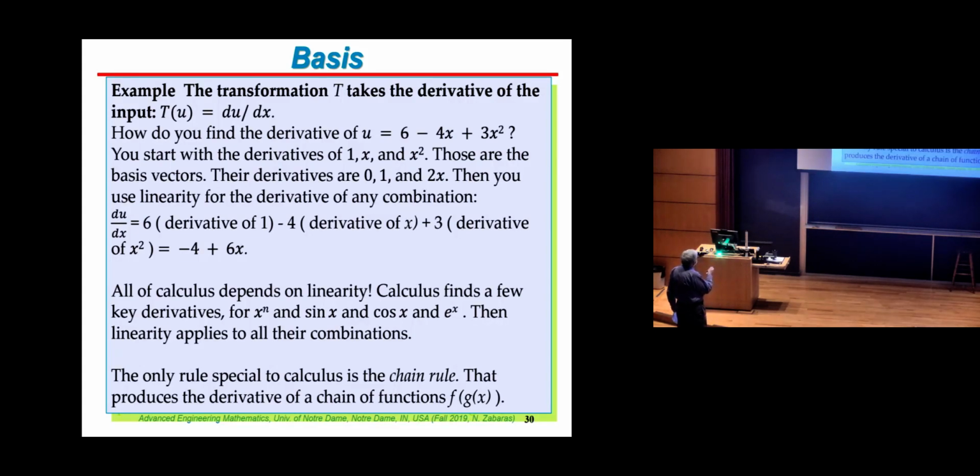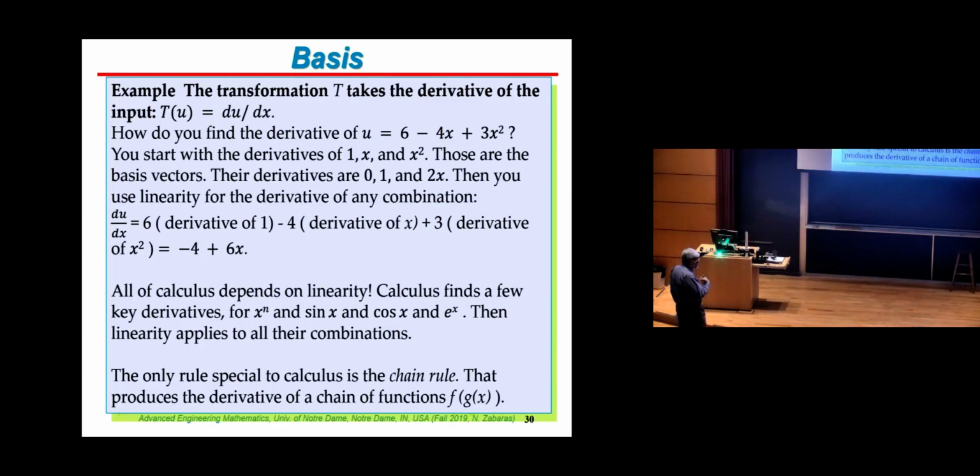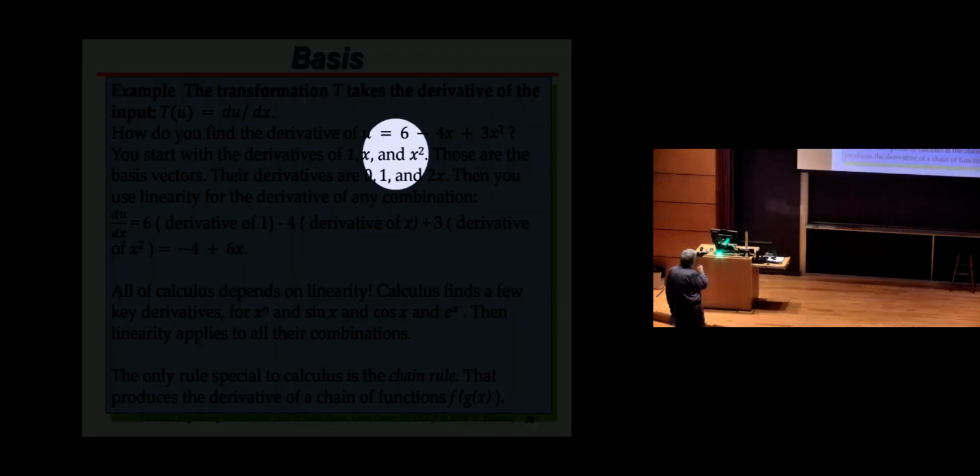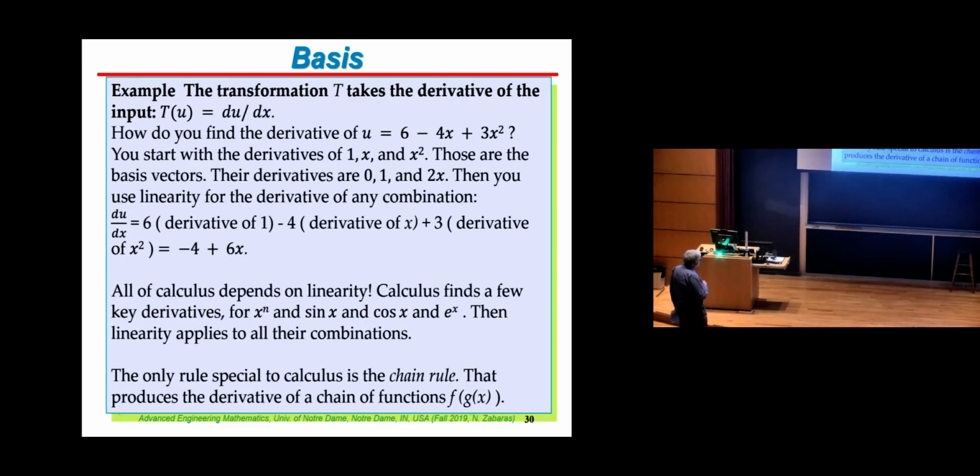So let's say that you want to compute the derivative of u equals 6 minus 4x plus 3x squared. What you do when you learn calculus is you take 6 times the derivative of 1, minus 4 times the derivative of x, plus 3 times the derivative of x squared. And that is what I just said before with the basis vectors, isn't it? So the whole of calculus would be out of the window if this concept of linearity is not applied. Literally, calculus is directly connected with linear algebra. One will not make sense without the other.